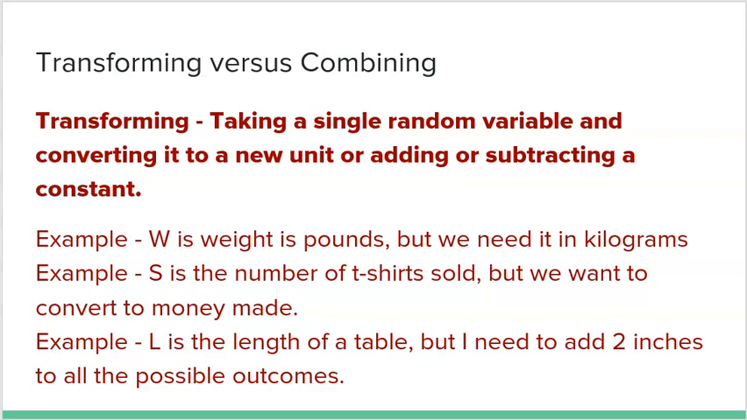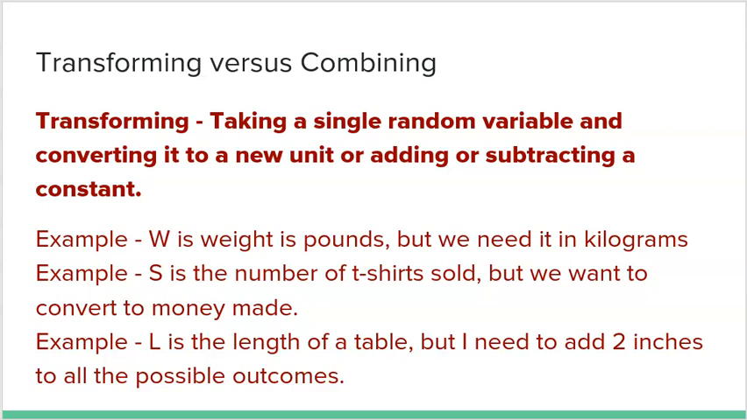When I talk about transforming, we're taking a single random variable and converting it to a new unit or adding or subtracting a constant. An example here could be if W is the random variable for the weight of something in pounds, but instead of pounds, we want to convert it to kilograms. That's a transformation. Or if S is the number of t-shirts we sold, but we want to convert that to how much money we made off of selling our t-shirts, that's just taking the number of t-shirts we sell and converting it to dollars. Or if L is the length of a table, the length of a table could vary.